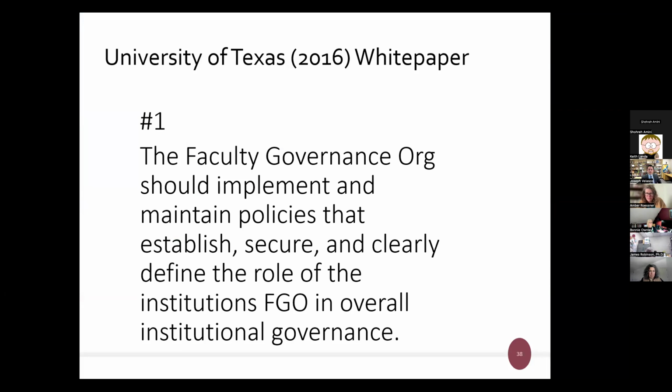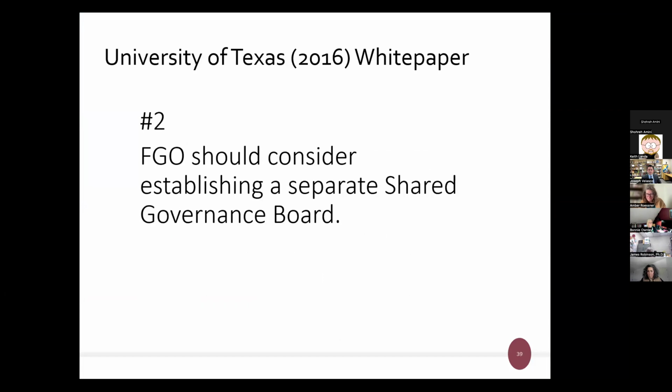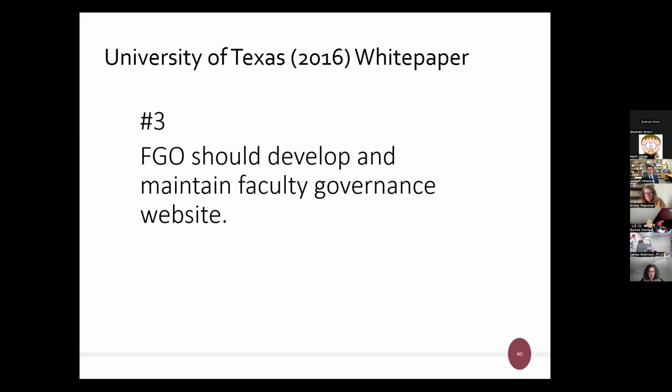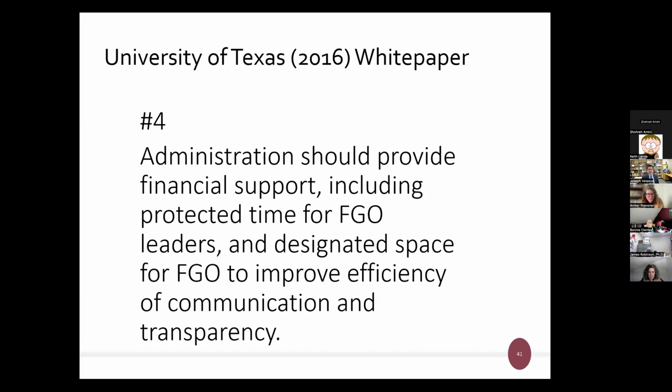Number 1, faculty governance organizations should implement and maintain policies that establish and clearly define the role of the institution's faculty governance organization in overall institutional governance. Number 2, the faculty governance organization should consider establishing a separate shared governance board to really be able to assess shared governance on that campus and just be a board that deals with that only. Number 3, should develop and maintain faculty governance websites. So your faculty governance organization, your Senate, should develop their own websites and maintain them. Number 4, administration should provide financial support, including protected time for faculty governance organization leaders and designated space for the organization to improve efficiency of communication and transparency.